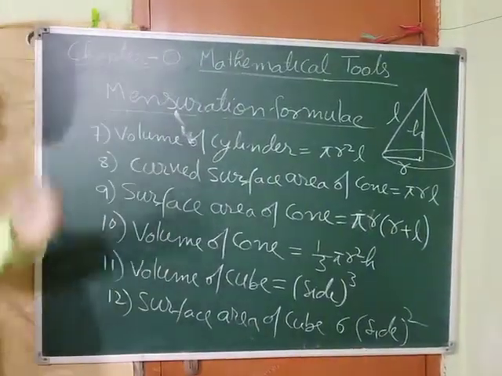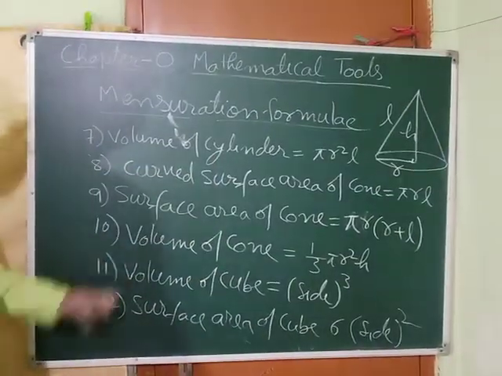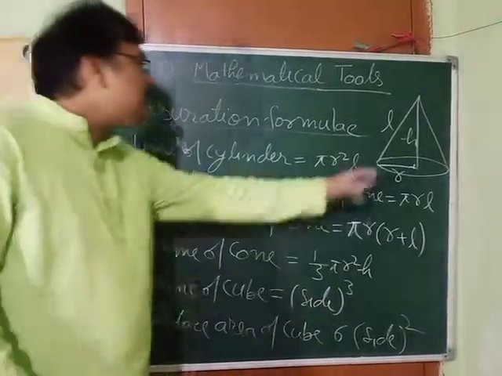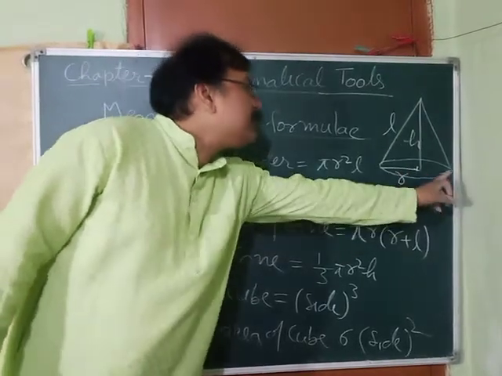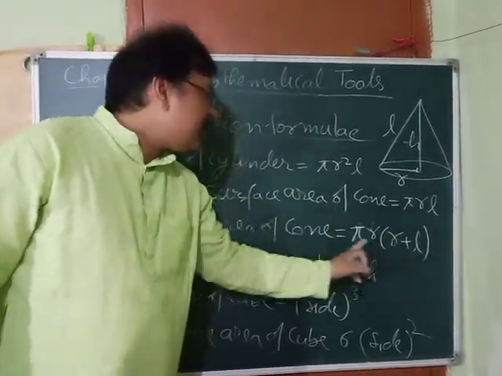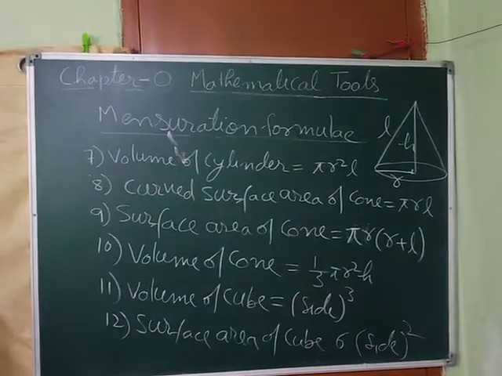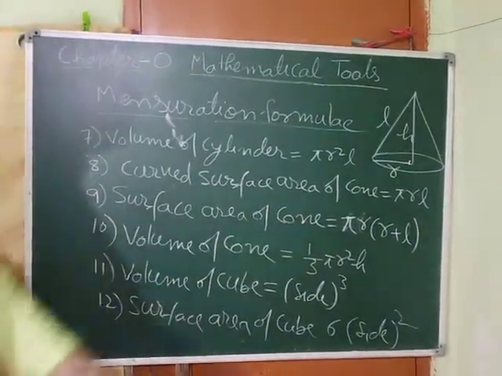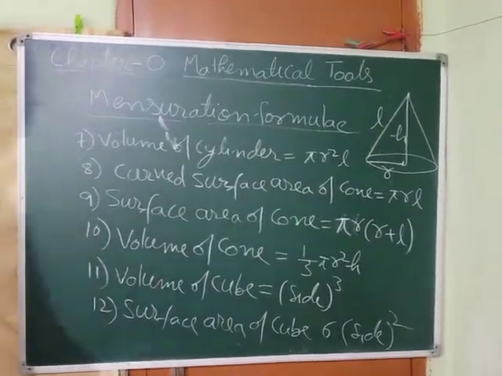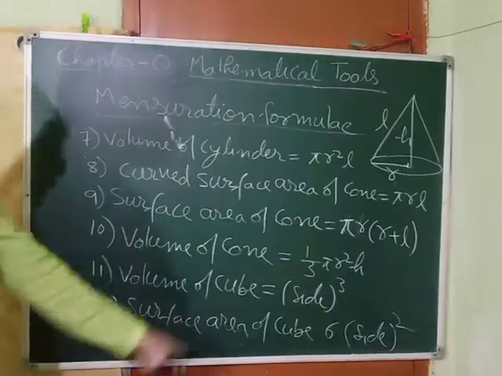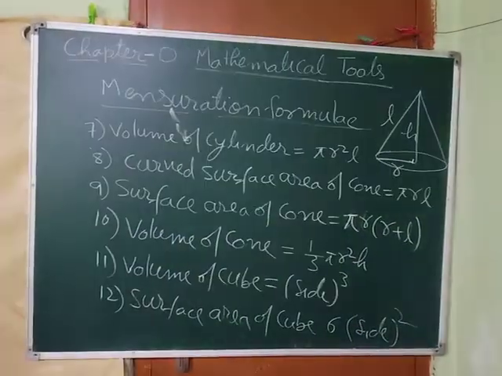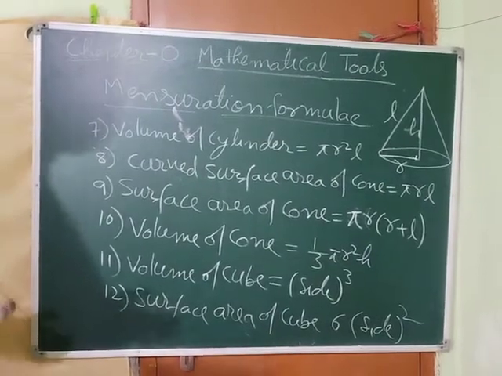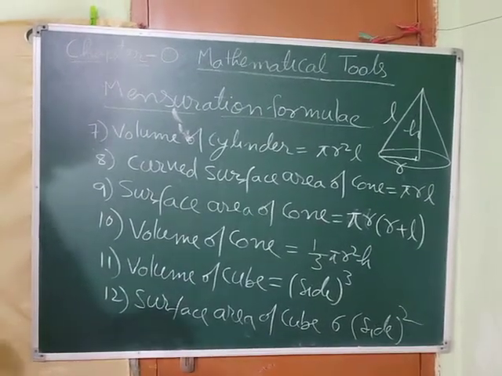So what is the formula for curved surface area? It is pi r l. What is total surface area of cone? Obviously it is pi r l plus pi r square, the area of the base. So you can write it this way: pi r in bracket r plus l. Now volume of cone is 1 by 3 pi r square h. We have to take h, not l, in this volume. Volume of cube is side cube. Surface area of cube: you know cube has 6 sides and each side is a square. So we can write 6 into side square.